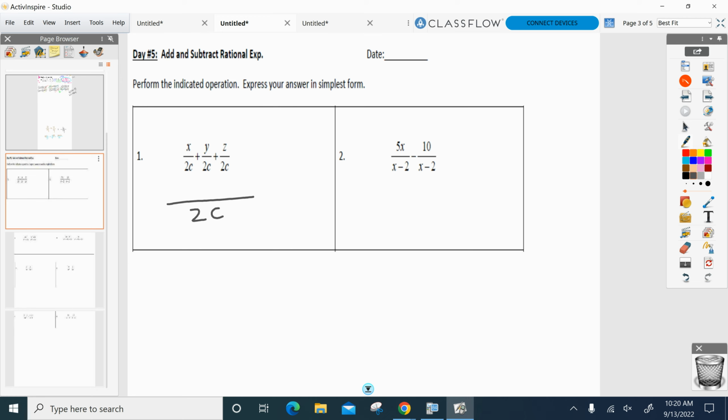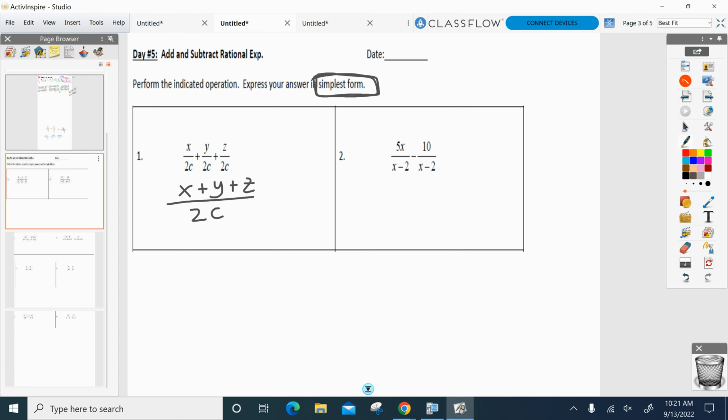And now I go to the top and I combine everything I can. Can I combine anything on the top? X, Y, and Z? Nope, but you still write it in the numerator. So in my numerator, I combine them: X plus Y plus Z. And this is never going to change. Yes, your answer must be in simplest form, which means factor and cross out if you can.